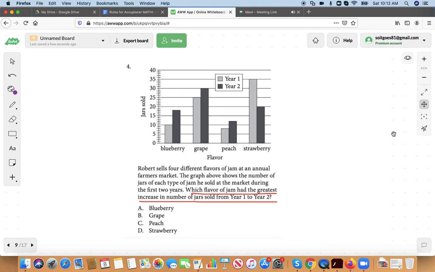Now we understand kind of what's going on. And remember, the question is asking us what flavor of jam had the greatest increase in number of jars sold from year 1 to year 2. I'll bet you can just look at the graph now. Now that you understand the graph and the question, you could probably just look at it and tell me what the answer is. What is it? D.